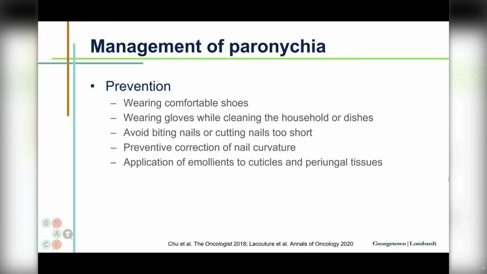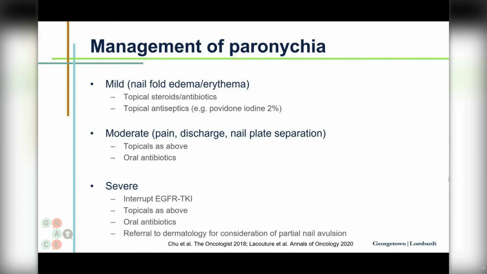Next slide, please. The management of paronychia is quite similar to the rash that I discussed already. When it's mild, defined by no pain, no discharge, no nail plate separation, we can use topical steroids or antibiotics or antiseptics. If it's associated with pain or discharge, then we use these topical creams and products, but oral antibiotics such as the tetracycline antibiotics can also be considered.